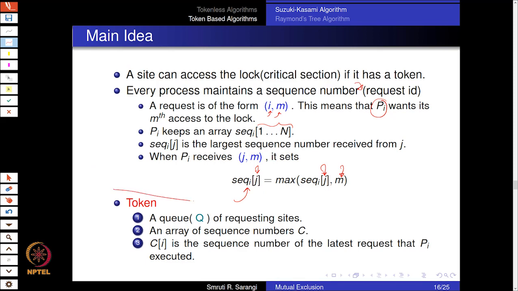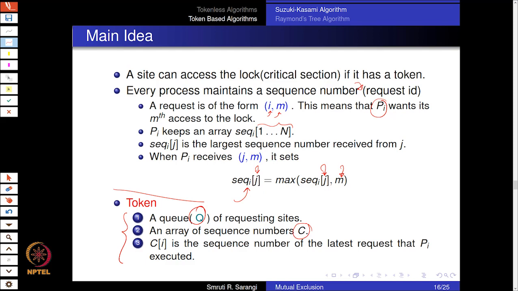So alright, this is the state that a process keeps. What is a token? It's a queue of requesting sites. Sites is the same as process over here. So it's a queue and it's an array of sequence numbers. We'll see what they do, array C. So Ci is the sequence number of the latest request that pi executed.